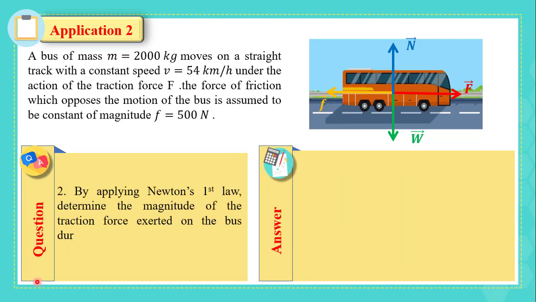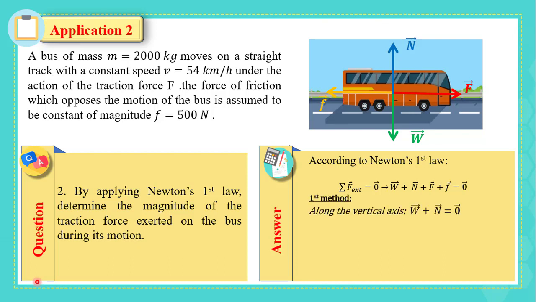Now in the second part, you are asked that by applying Newton's first law, determine the magnitude of the traction force exerted on the bus during its motion. Actually, we have two methods to solve this application. First, according to Newton's first law, the sum of all external forces acting on the bus is equal to 0 vector. Then, W vector plus N vector plus F vector plus f vector is equal to 0 vector.